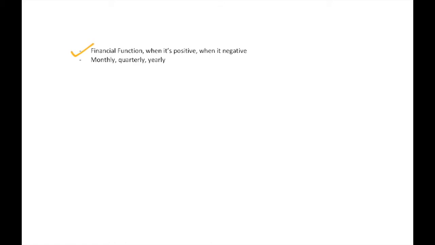The second is monthly, quarterly, and yearly. They will usually have those conversions, so you want to be very careful about what the question asks you, whether monthly, quarterly, or yearly, and what you calculate inside your function.